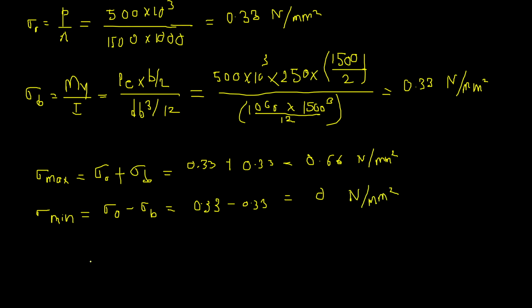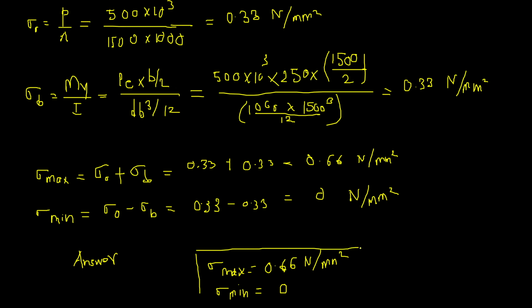Okay, so finally, what is the answer? Whatever answer comes, you should present it in a block at the end: sigma max is 0.66 newton per mm square, sigma minimum is equal to 0. So this is the solution for the third problem.